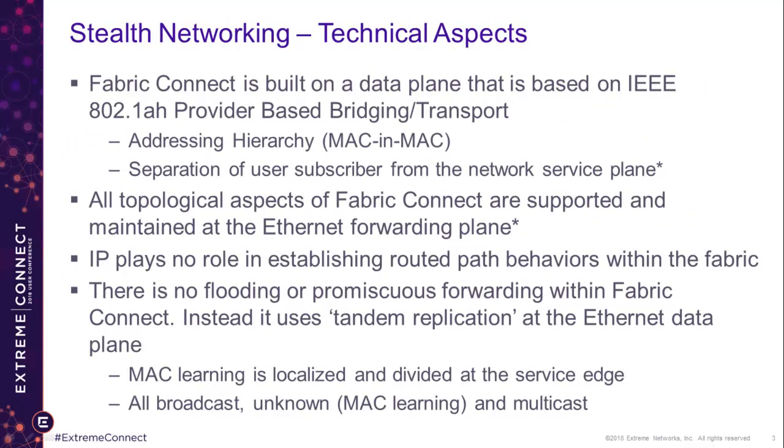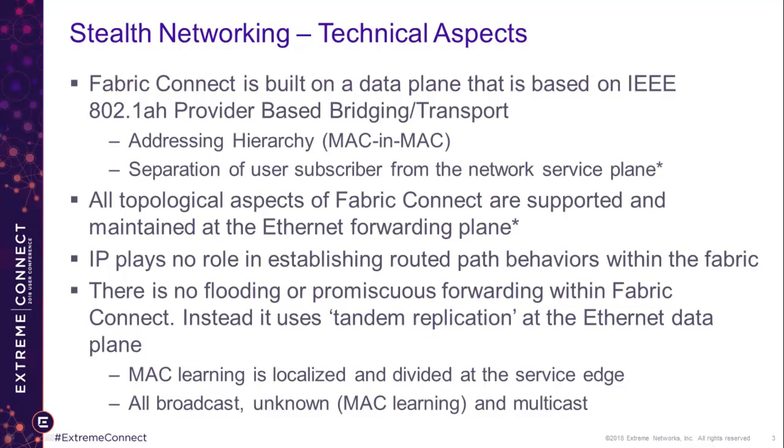Now, talking about the technical aspects, first of all, Fabric Connect is built on a data plane based on IEEE 802.1ah, and that is the legacy carrier transport that we talked about in the previous slide. It introduces the concept of a MAC addressing hierarchy. And with that hierarchy, we are able to use it as a tunneling mechanism known as MAC-in-MAC, which provides for rather absolute separation of the user subscriber from different subscribers, but also, more importantly, from the network service plane itself. So all topological aspects of Fabric Connect are supported and maintained at the Ethernet forwarding plane.